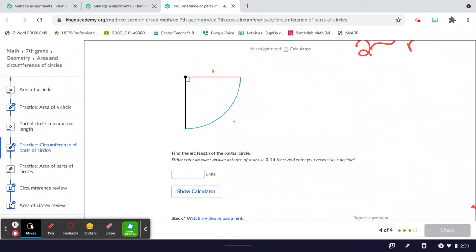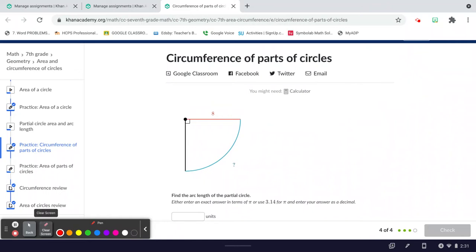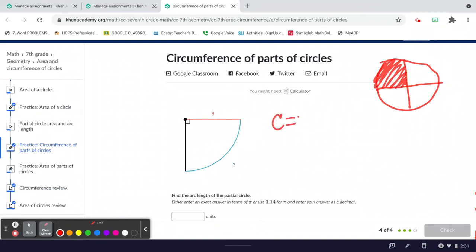Let's try this one. We don't have the entire circle on this one either. On this one, we have 1/4 of a circle. If you're wondering how I got the 1/4, if I take a circle and I divide it into 4 pieces, one of these little shaded pieces is what we have. So I still use that same formula. C is equal to 2 times pi times r. Bring down my 2, bring down my pi.